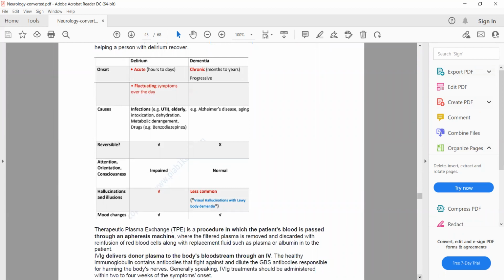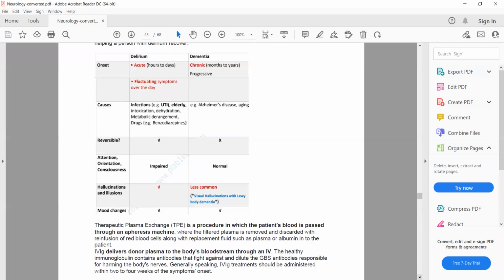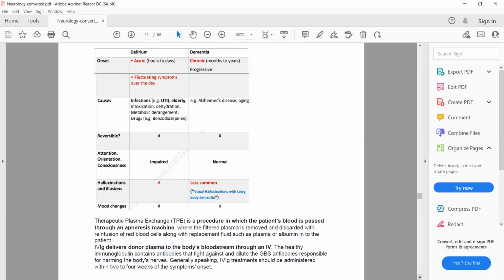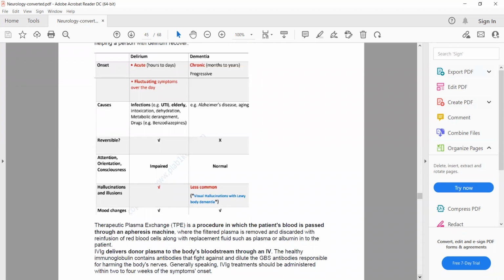The only dementia which has visual hallucination is Lewy body dementia. In all other dementia, there is no visual hallucination. But in delirium, hallucinations and illusions are a common feature. So remember this point as well. That's how you can differentiate between delirium and dementia.